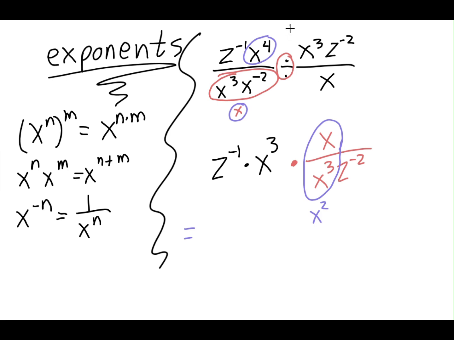So again, we could think of it as, hey, this is over 1 and multiply across. But instead, I like to just think of what's in the numerator.